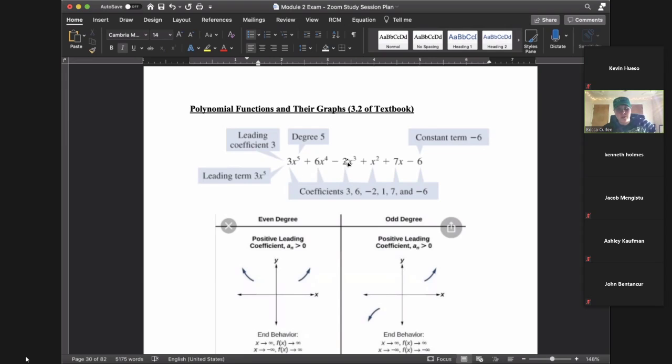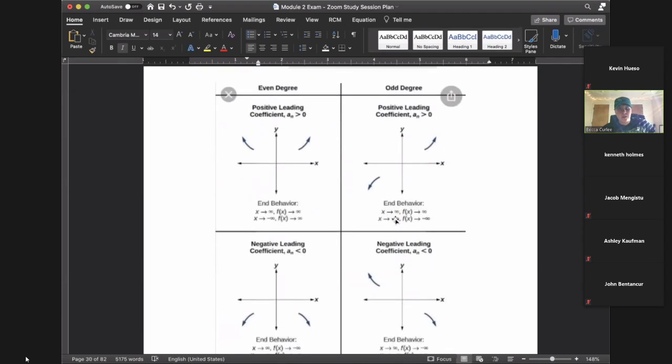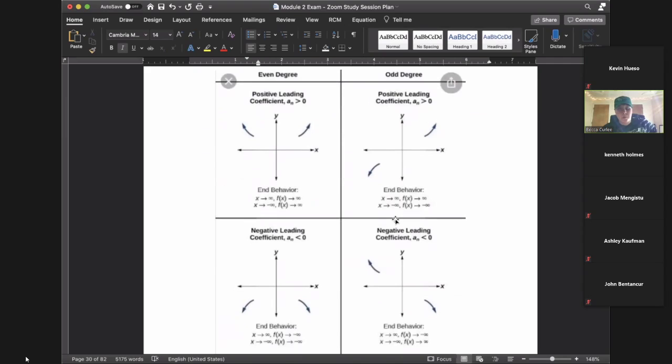These are all coefficients, including your constant term here. The constant is the one that doesn't have any x value on it. So we're going to talk about end behaviors a little bit here. I've got a good way to remember end behaviors, because you're not going to be able to have something like this to look at when you're taking the exam. Basically, anything with an even degree that has a positive coefficient is going to look just like the graph of x squared.